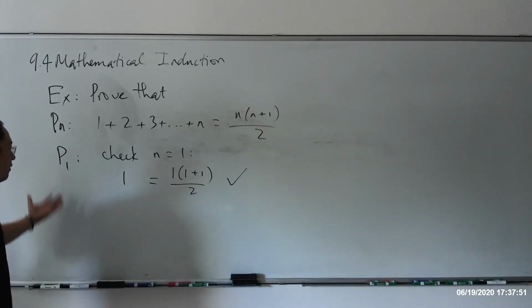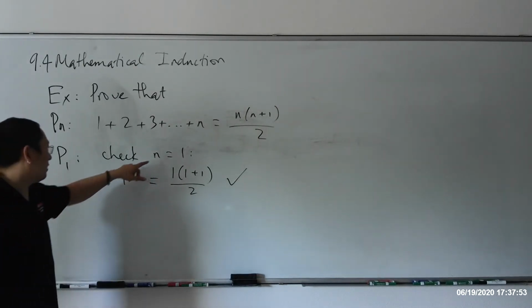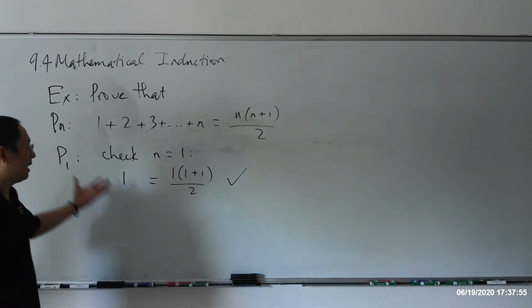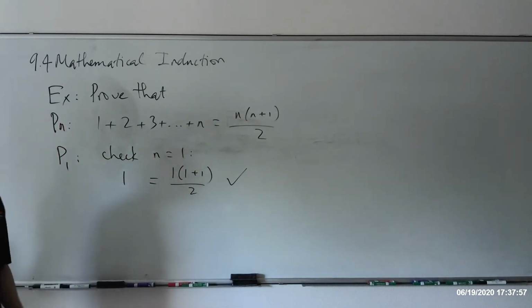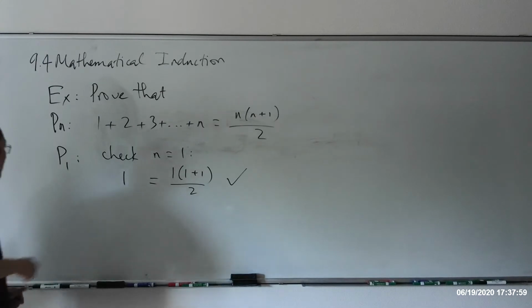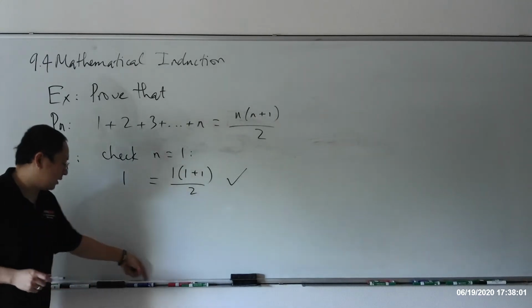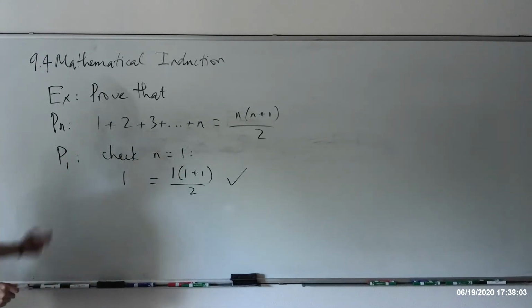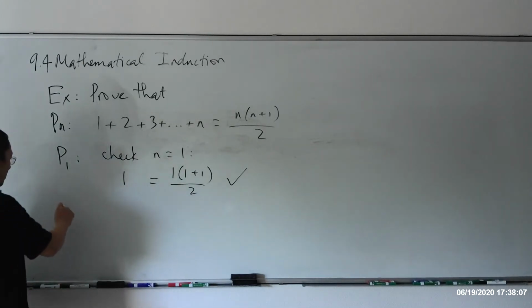But let me try to convince you that this is true for any n. Let me check a couple more values. I can check n equal to 2, 3, 4, 5, and I claim that the statement Pn will be true all the time. This is not necessary when you perform a formal proof for this type of problem, but since we are in a lecture, I just try to convince you more. How about n equal to 2? Optional, okay?